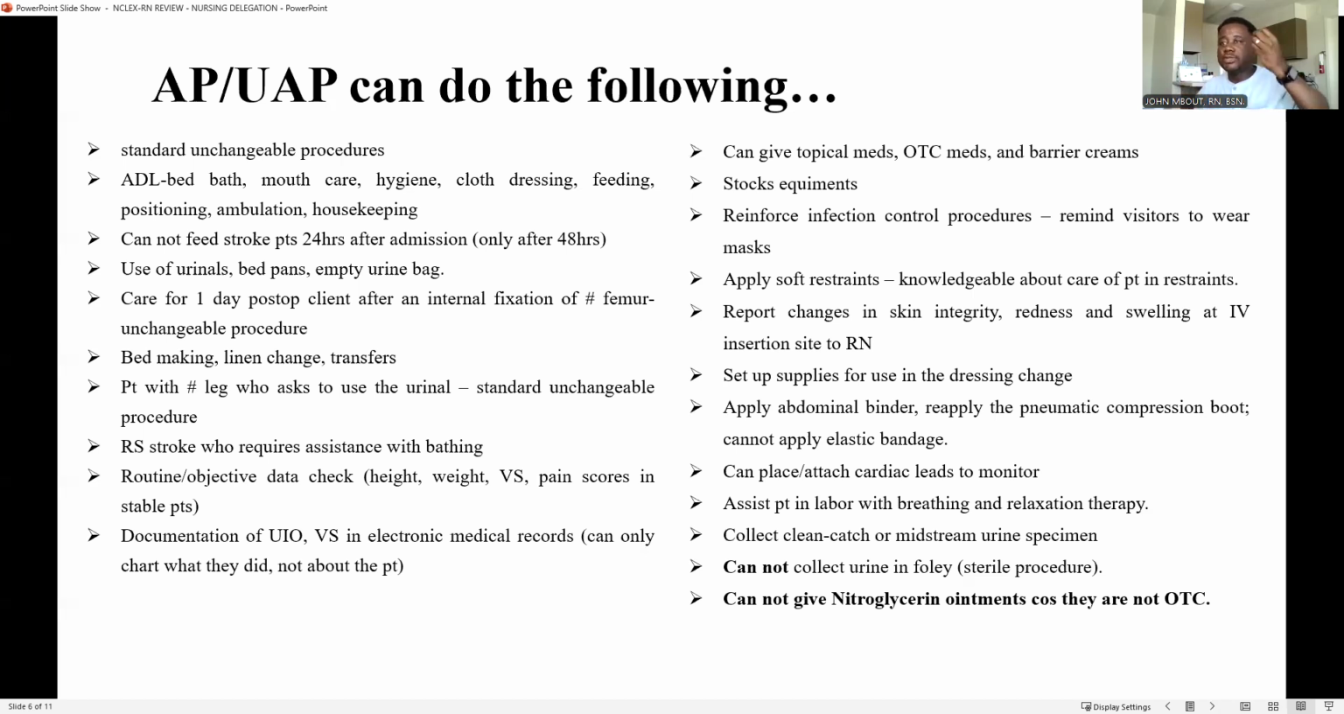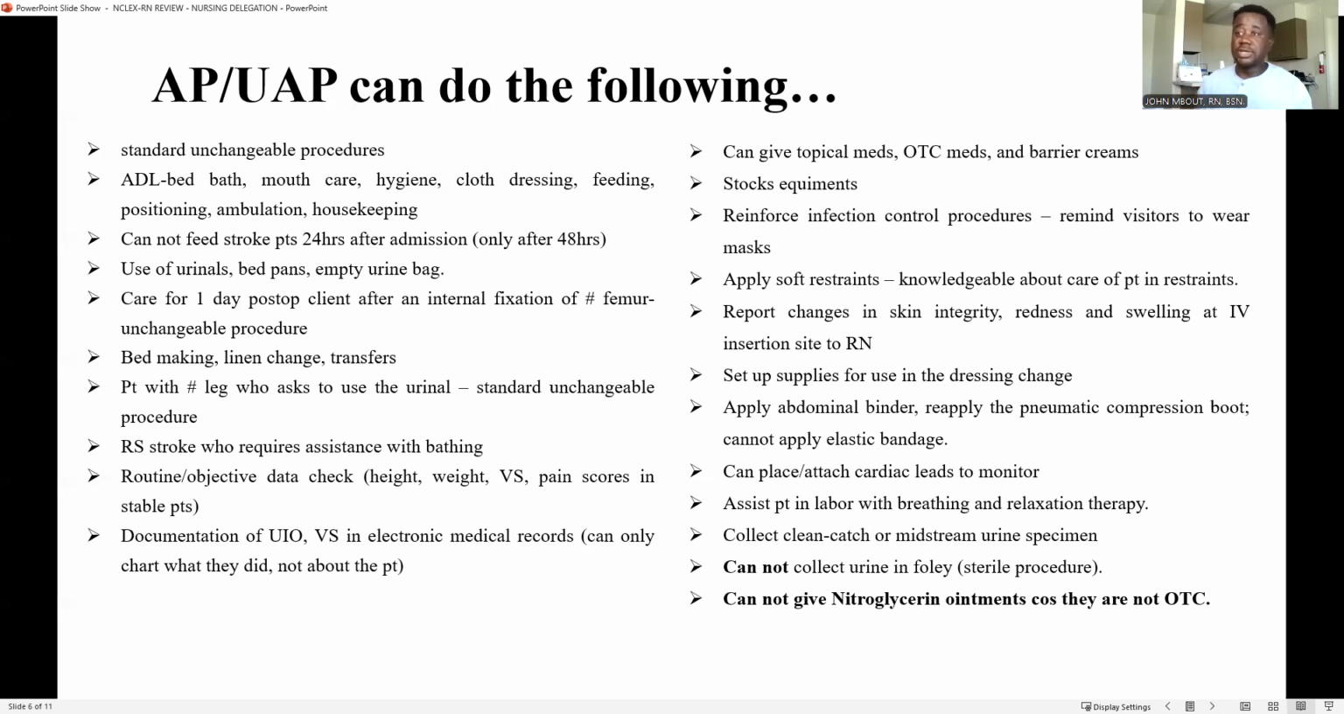They cannot feed stroke patients 24 hours after admission. They can do that if it is 48 hours after. Okay, bed making, linen change, transfer, fracture patient on the leg. Okay, this patient with a fracture of the femur, this patient is one day post-op. Their outcomes are unchangeable. They can take care of this patient.